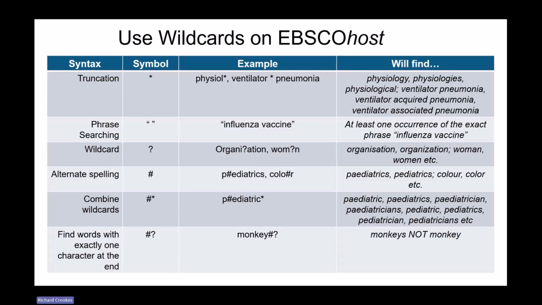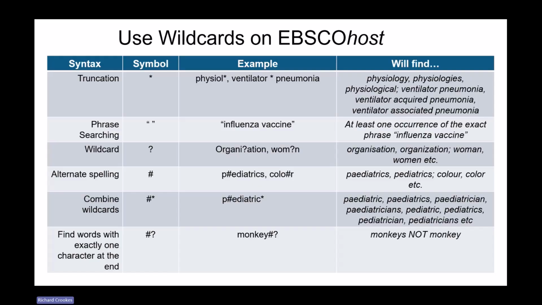You can also insert the asterisk between terms as well. So you may have expressions like ventilator-acquired pneumonia, ventilator-associated pneumonia, in addition to ventilator and pneumonia. So if you place the asterisk between ventilator and pneumonia, it will find those other two variations as well. We also have the exact phrase searching, so the double quotation marks. So that'll find, in this case, influenza, at least one occurrence of the exact phrase that's shown here.